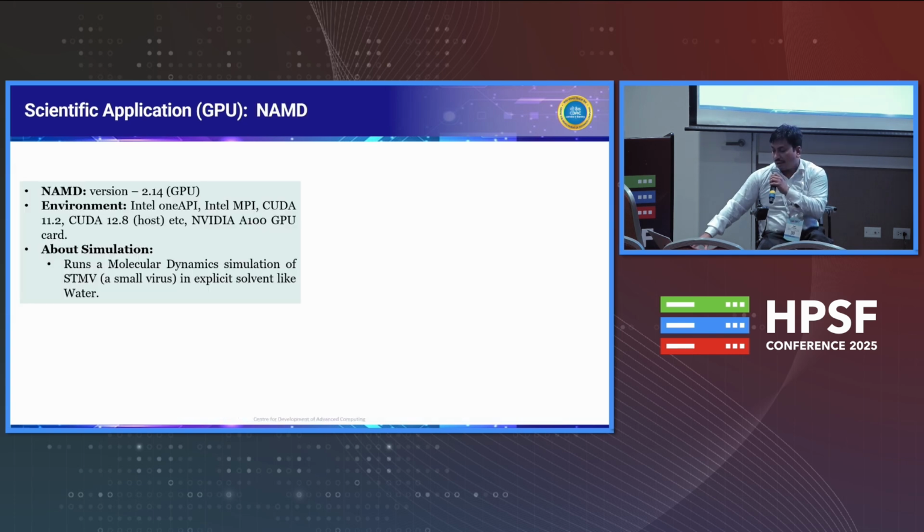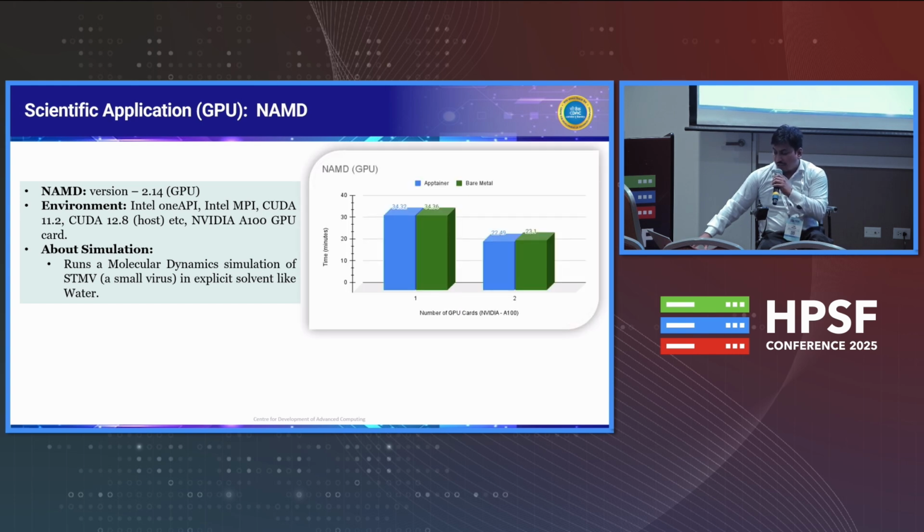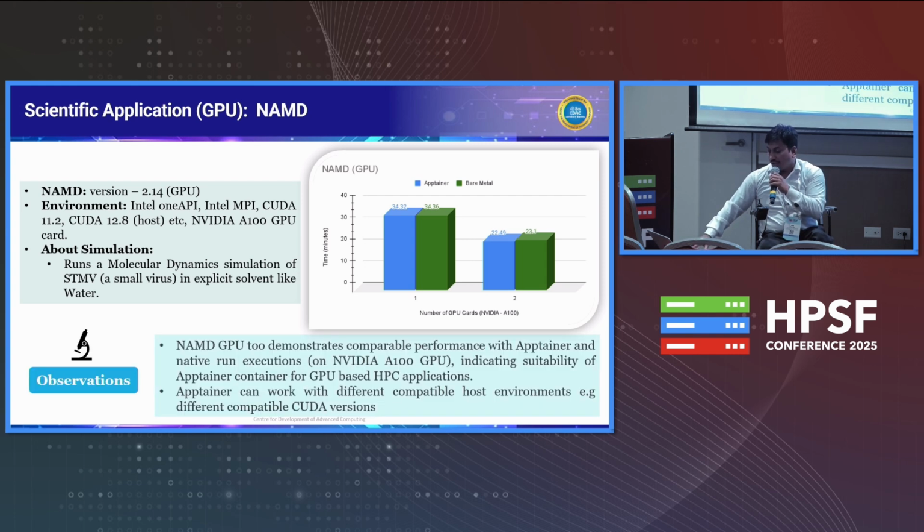Then with respect to the GPU use case, we chose the NAMD GPU version with the same input, and we ran it on a single card and two cards on the same node. We compared the bare metal performance with the Apptainer performance, and certainly in this scenario as well, it is good.